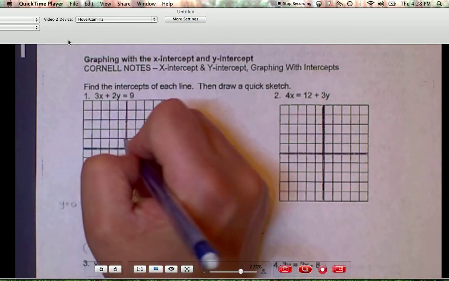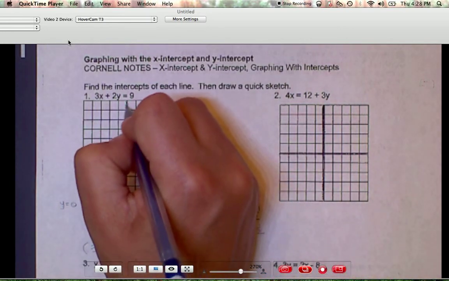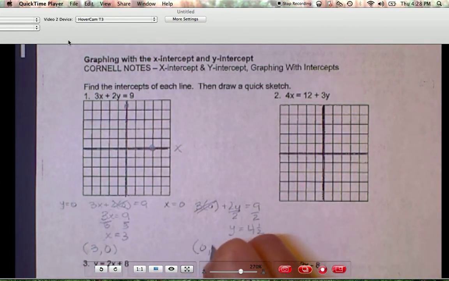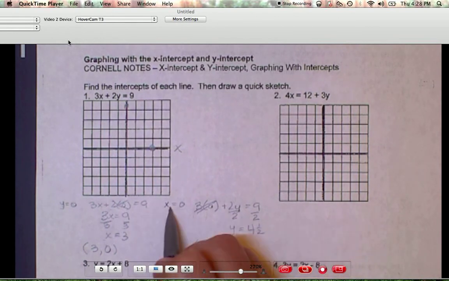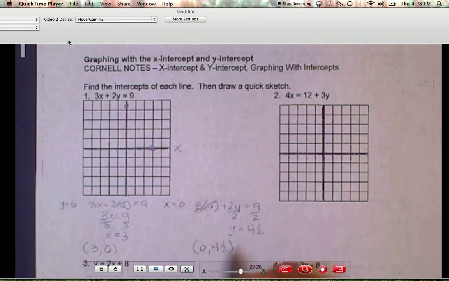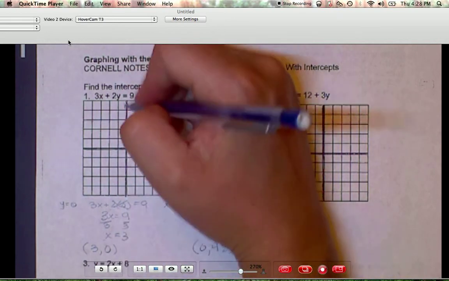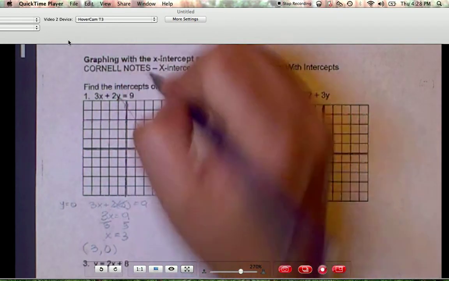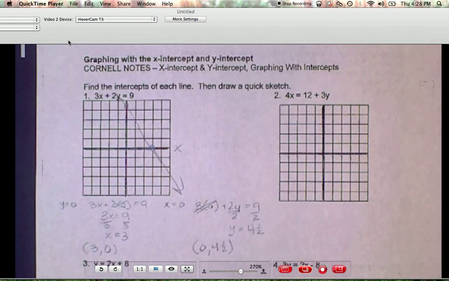So on the y-axis we find 1, 2, 3, 4.5. And now we can sketch this line with just these 2 points, because this point was 0, 4.5. We plugged in x equals 0, so that's our x value, and it gave us y equals 4.5. And you can connect these two, and that gives us our line. So instead of making a table, you find your intercepts, and you can plot the points and draw your line.